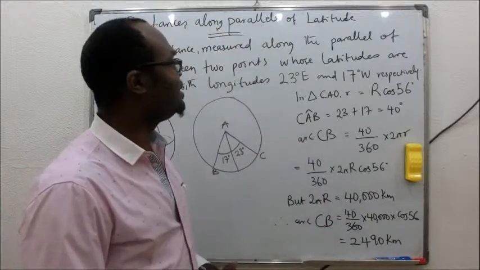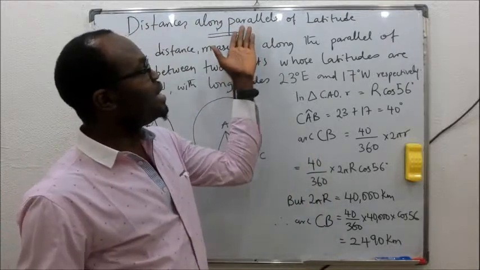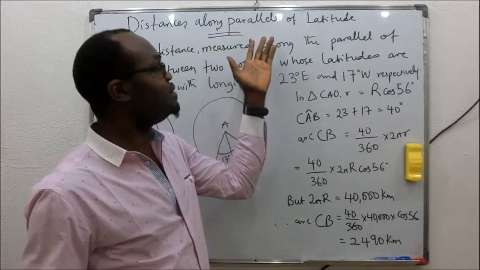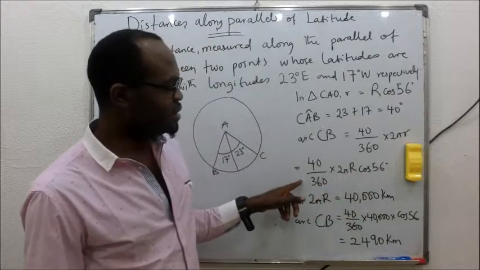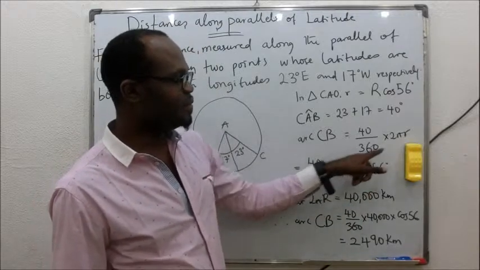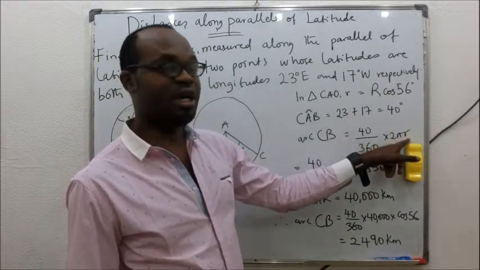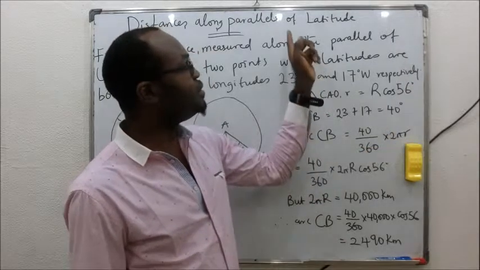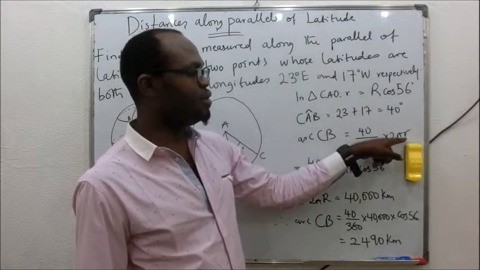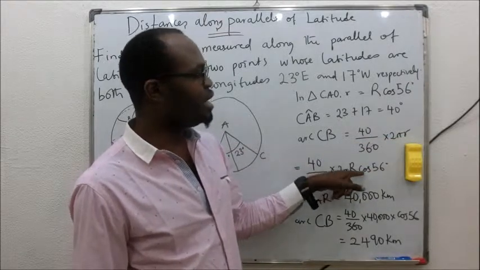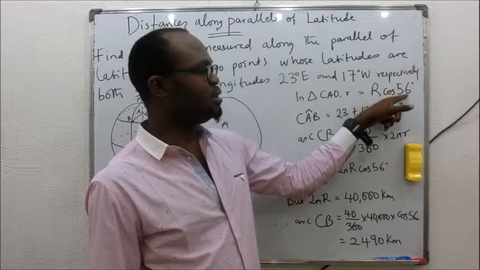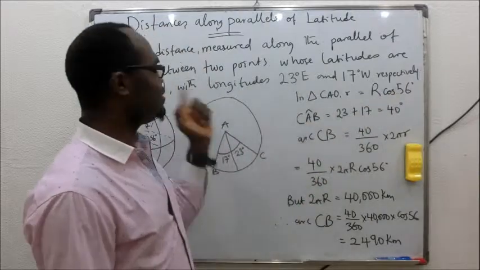So very simply, the calculation for parallels of latitude and great circles are very similar. Only that for great circle, you're using the big R in this formula, but for latitudes, you're using small r. But note that this small r is equal to big R cos the angle of the latitude.